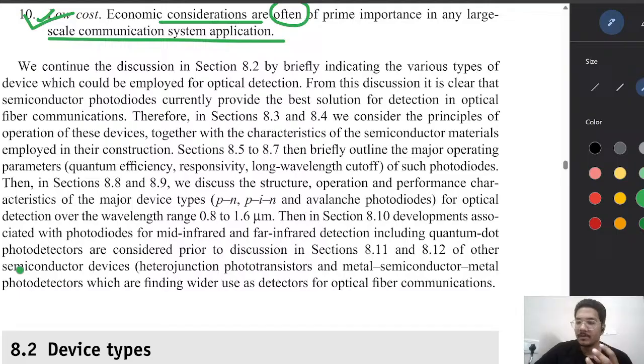Modern systems mostly use semiconductor photodiodes due to their high sensitivity, speed, and reliability. The key performance parameters include quantum efficiency, responsivity, speed, noise, temperature stability, and compatibility with the fiber wavelength.